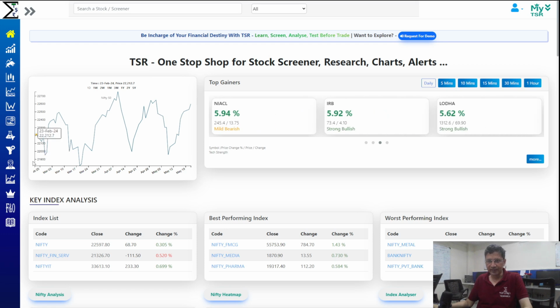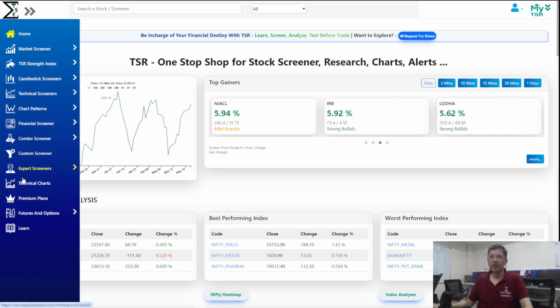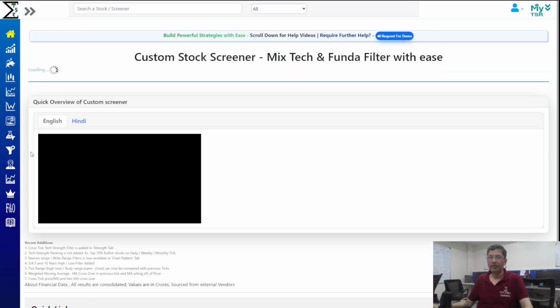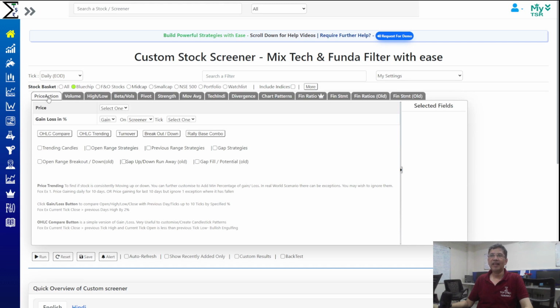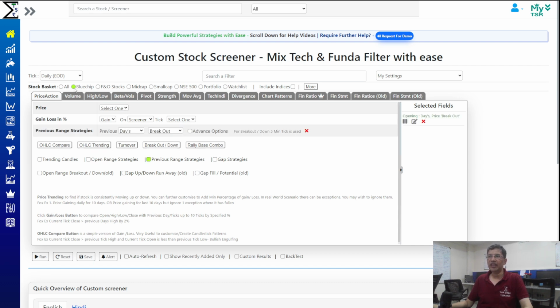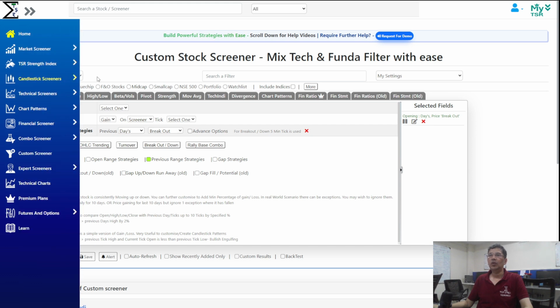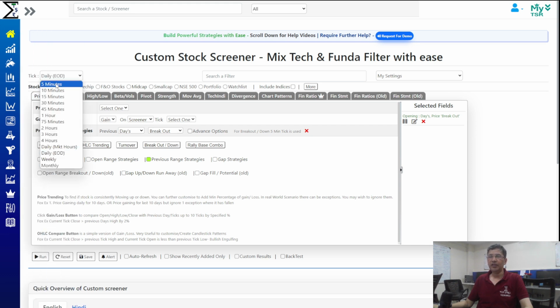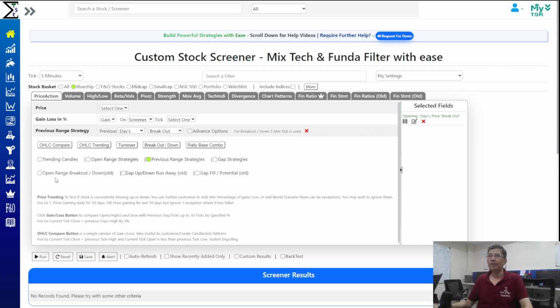where it is in TSR. On the left hand side, you go to custom screener. When you click on custom screener in the price action tab, which is set by default, there's an option next to ORB, open range strategies, as previous range strategies. You click on previous range strategies. We'll go to 5 minutes. I'll tell you the reason why we're going for 5 minutes.